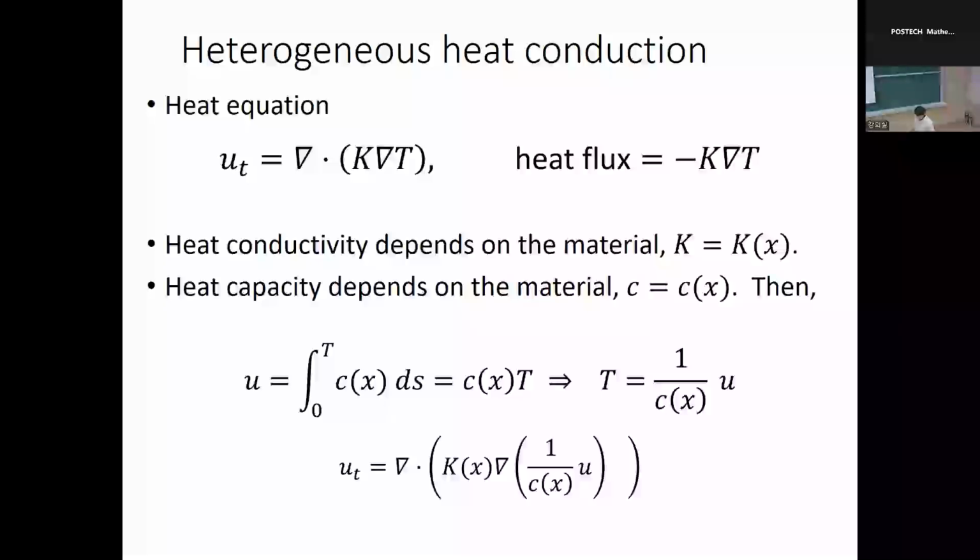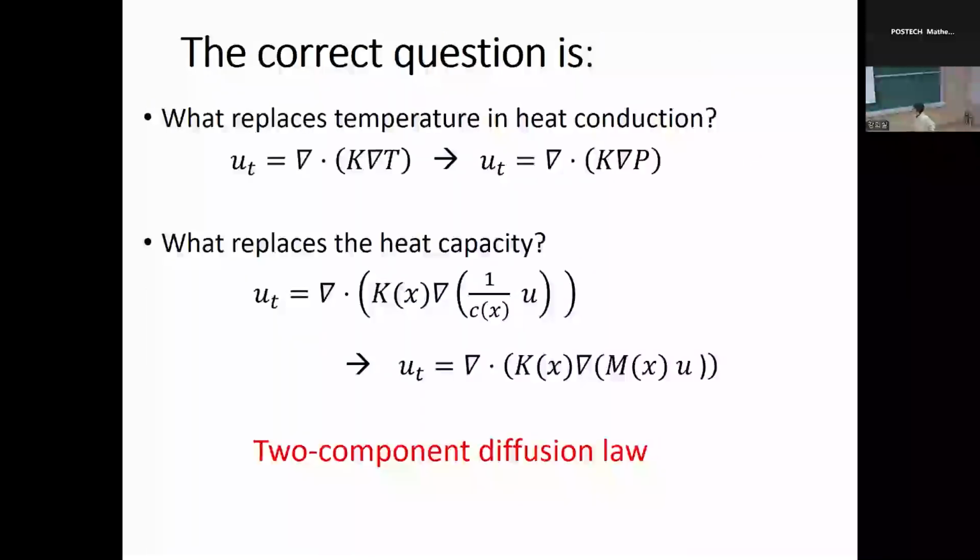So what should be our question to have the correct diffusion equation? The correct question is, what replaces temperature in the heat equation? In the heat conduction case, we use temperature. But in the diffusion case, something should replace T. Let's call that P. What is the P?